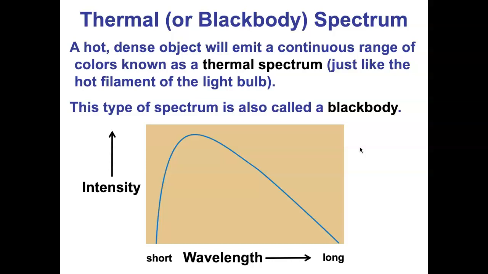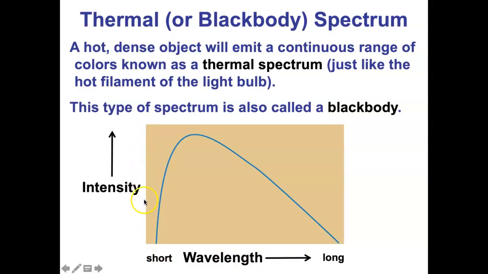When those atoms collide, some atoms gain energy, some atoms lose energy, and some atoms gain so much energy that they can lose it in the form of light, and then the object begins to glow. And when you have these dense objects giving off light, the shape of its spectrum looks like this.